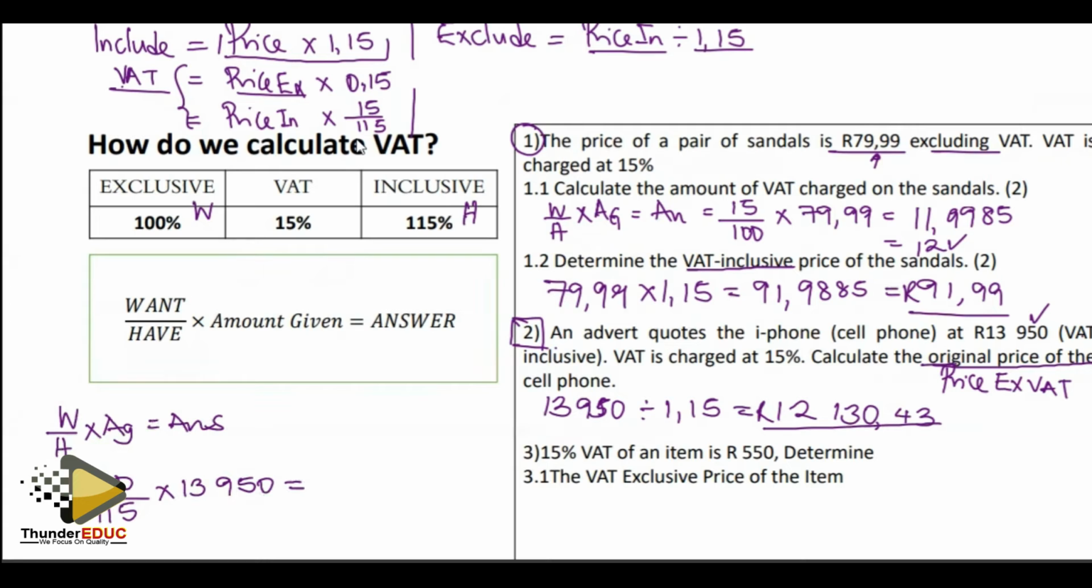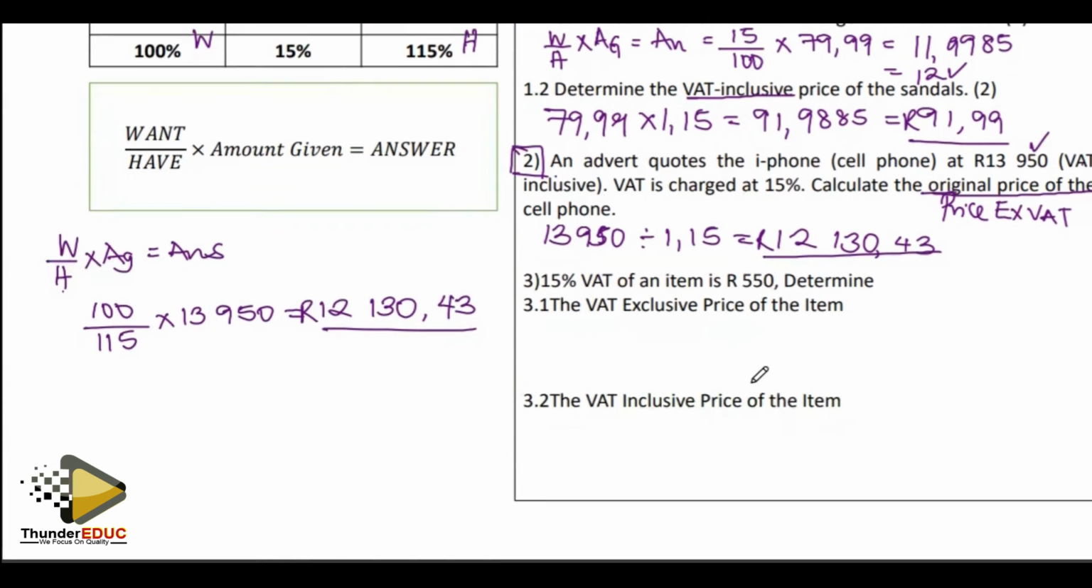And you'll have the answer as 12,130 rands 43 cents. This is how we do it. All right, we go to our next question of ours.